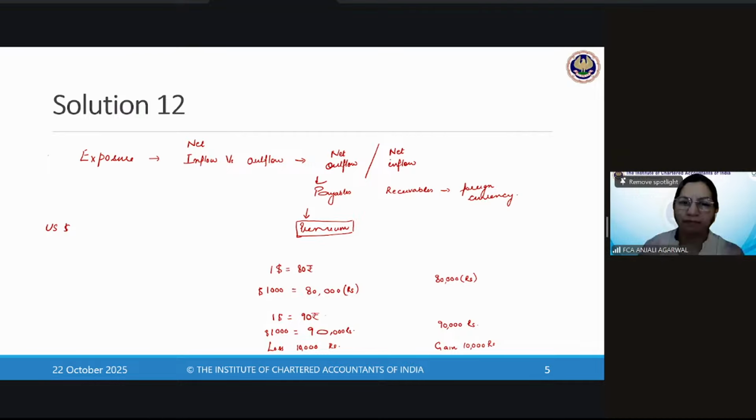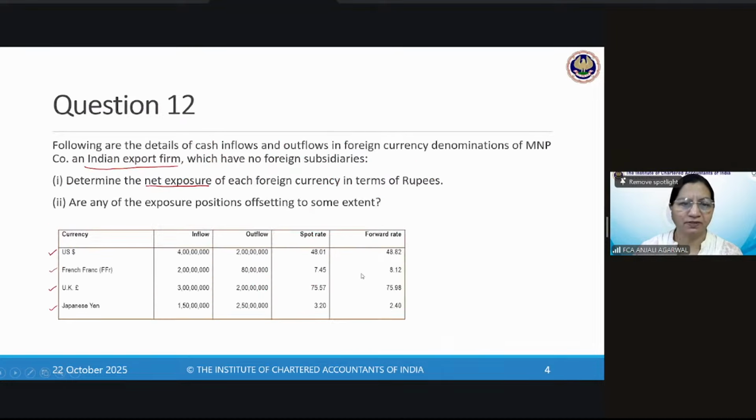So if it is payables, you fear that the currency should not be at premium. And if it is receivables, you fear that the currency should not be at a discount. The foreign currency should not be at premium in case of payables, and the foreign currency should not be at discount in case of receivables, as compared to your home currency, right? So payables means we are happy if it is at discount. Receivable means it is good if it is at premium. So let's look at the exposure in this question.